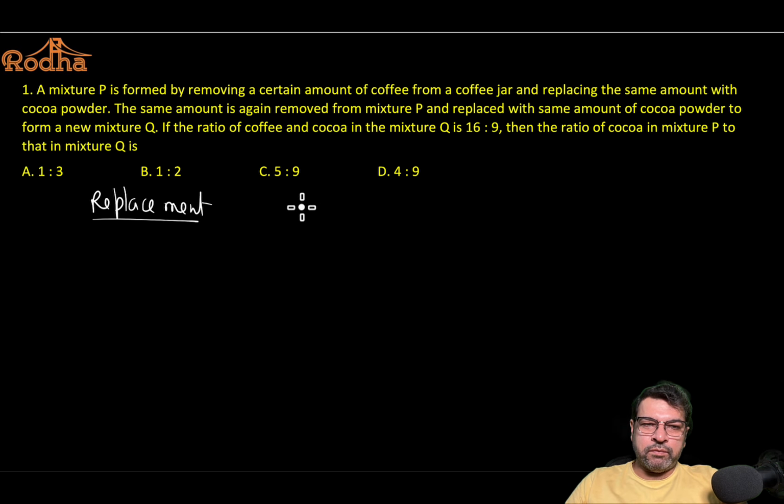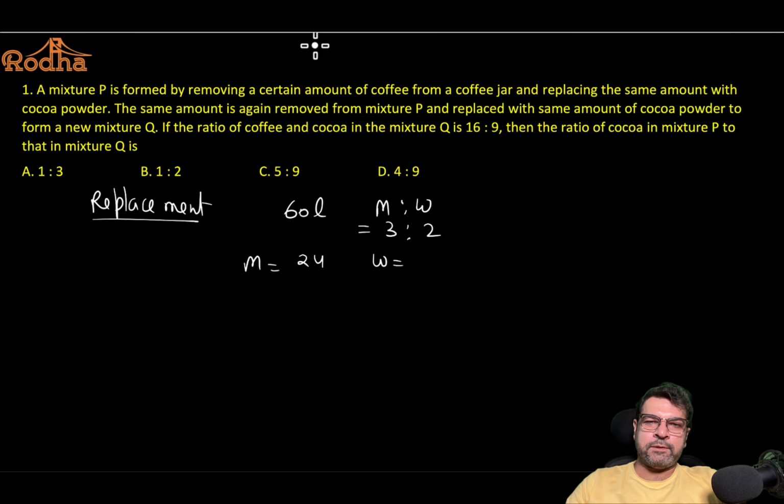Let me give you the fundamental first. Replacement means, suppose we have 60 liters of milk and water and the ratio is 3:2. Very easy example. So the quantity of milk is 3 by 5 of 60, that is 36. Quantity of water is 24, right, clearly.